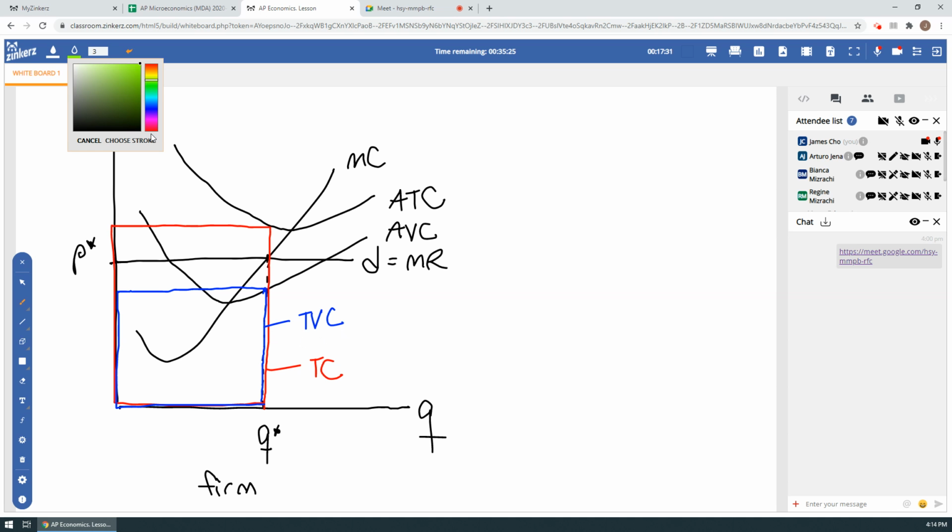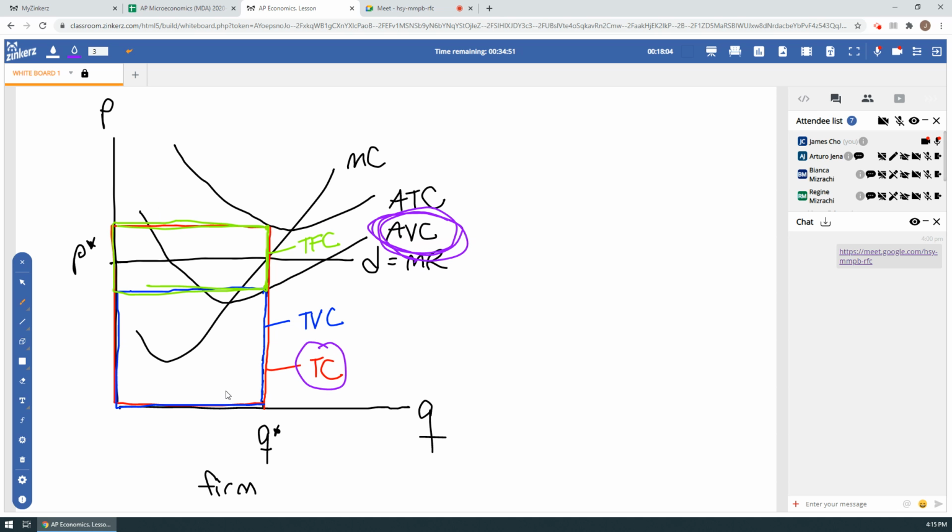Okay, let's go green now. At Q star, what is this amount here? Average fixed cost. Good. That distance is average fixed cost. It's just ATC minus AVC. But if that's average fixed cost, what happens if I multiply it by Q? Total fixed cost. So there's my total fixed cost. So this is the fantastic thing about drawing in this AVC curve. What it does is it splits up my overall total cost red box into the total variable cost blue box and the total fixed cost green box.